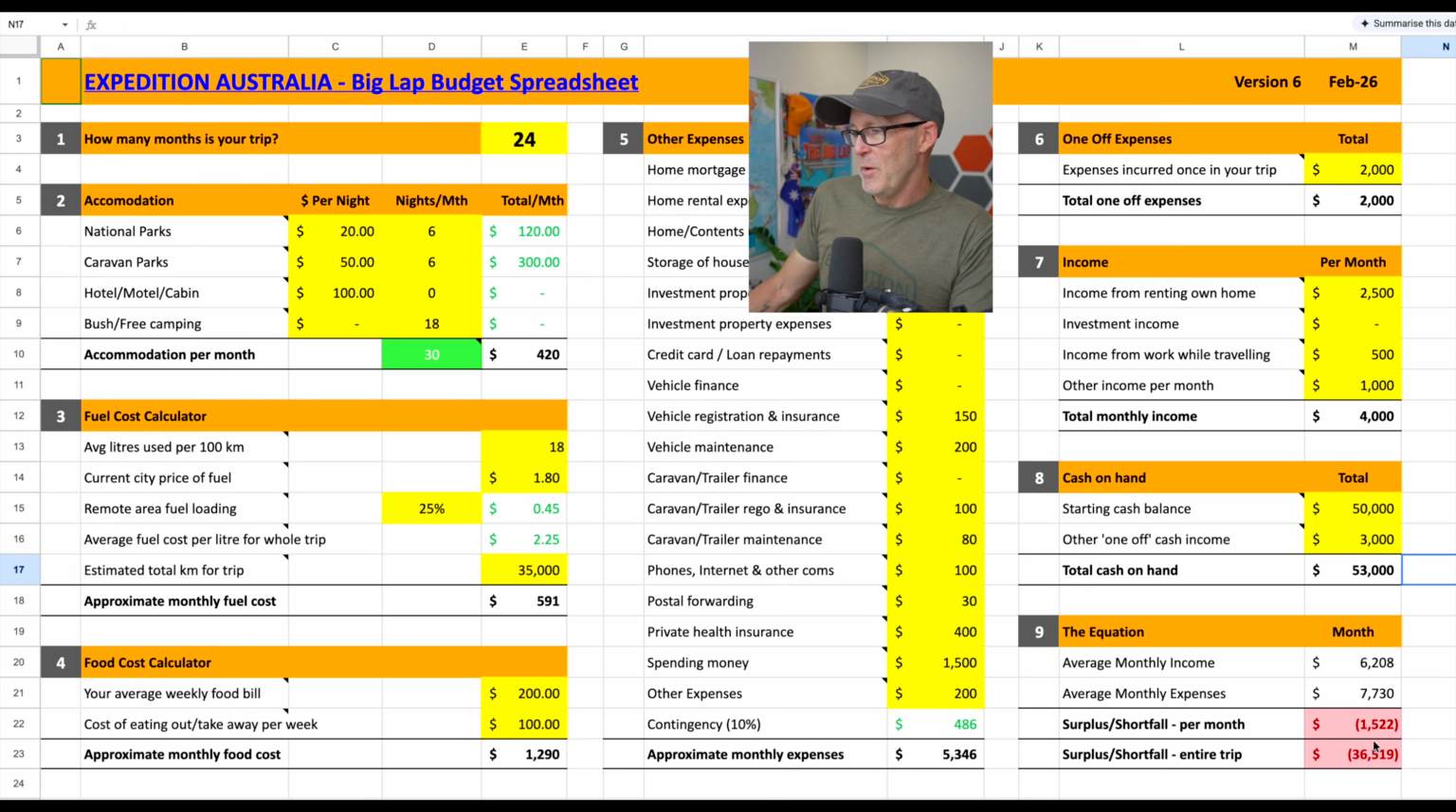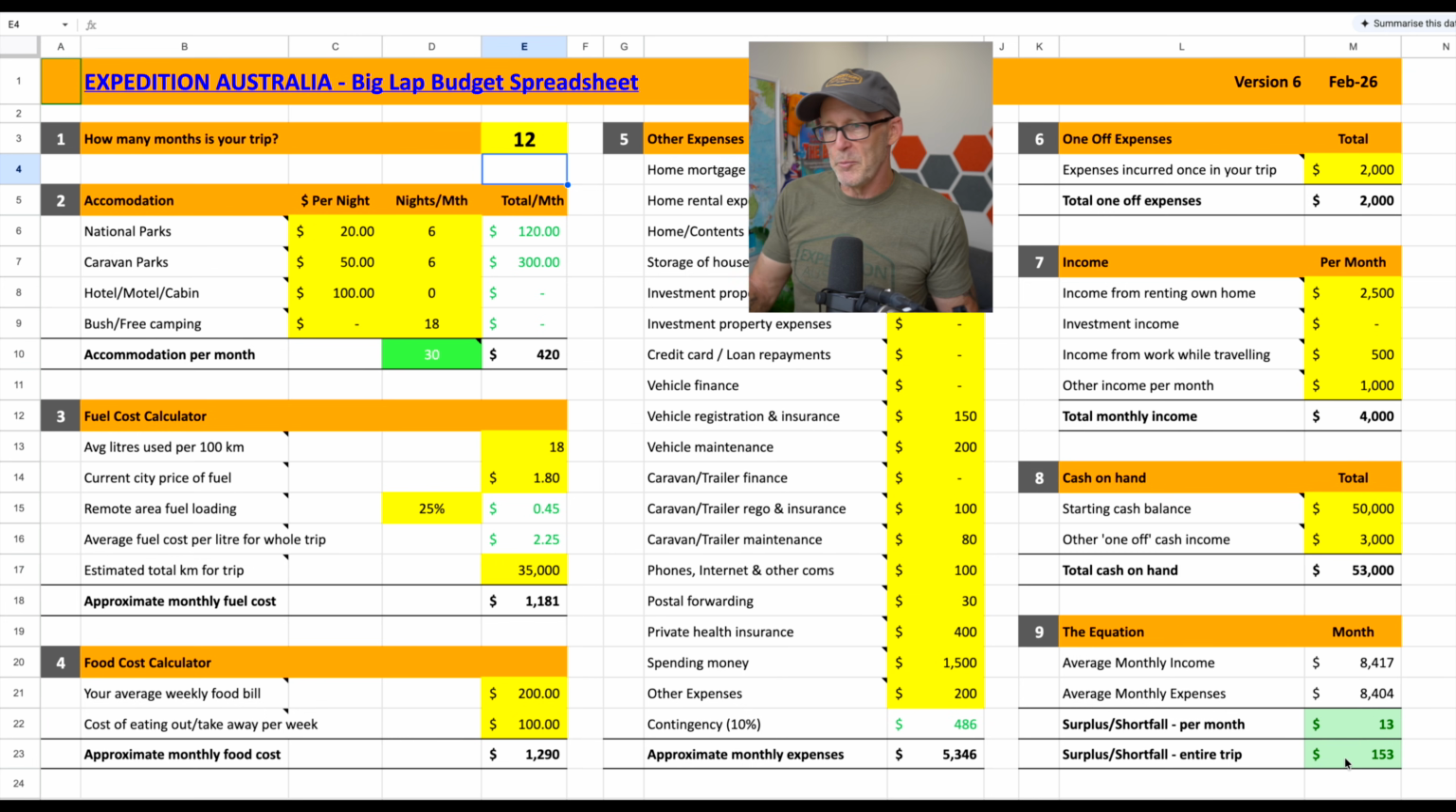All right, now that brings us to our equation down the bottom here, and we can see we're in the red, which means we don't have enough money. We want that to be green. That's what we're striving for. Now, it was green when we started, but I changed the length of the trip from 12 to 24. So let's change it back to 12, and you can see now it's green. So it's showing us that our surplus per month is around $13 or $153 for the entire trip. So you can see that based on this formula, we're fundamentally in the right ballpark.